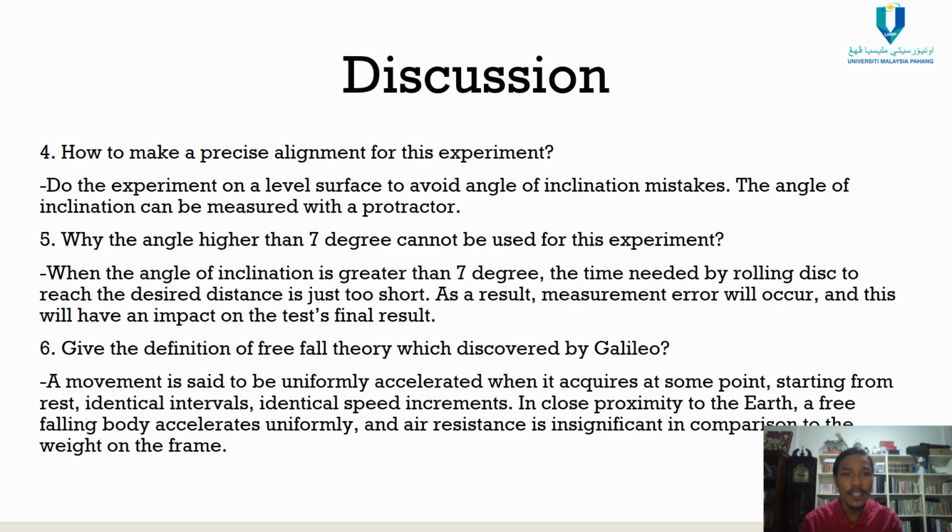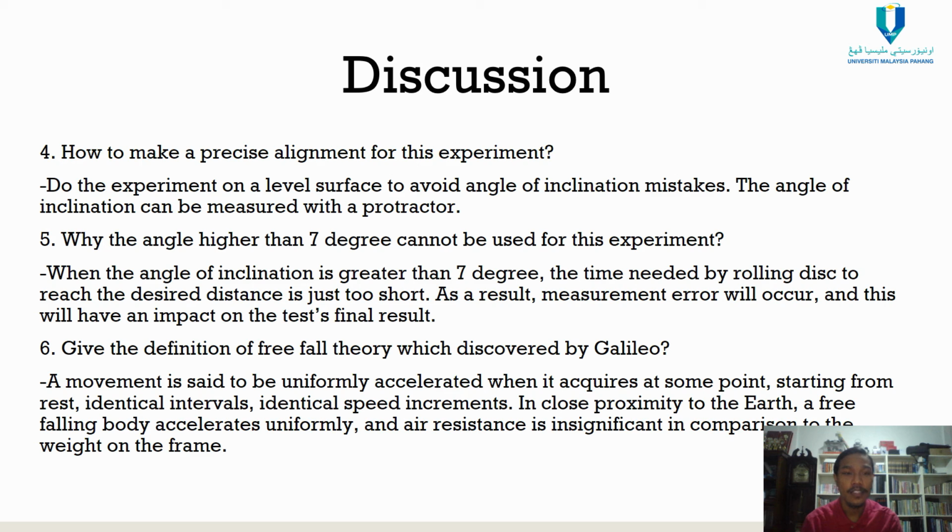Then, why can an angle higher than 7 degrees not be used for this experiment? This is because when the angle of inclination is greater than 7 degrees, the time needed for the rolling disc to reach the desired distance is just too short. As a result, measurement error will occur, and this will have an impact on the test's final result.